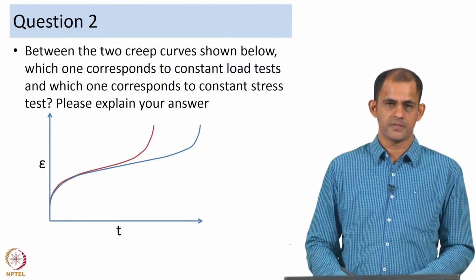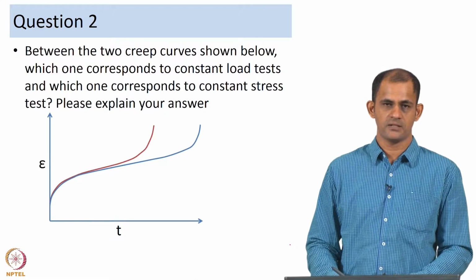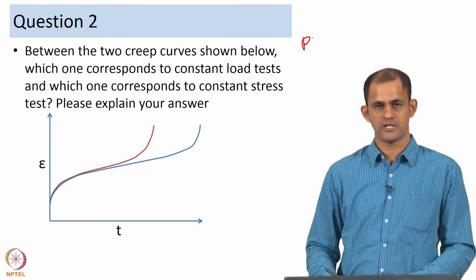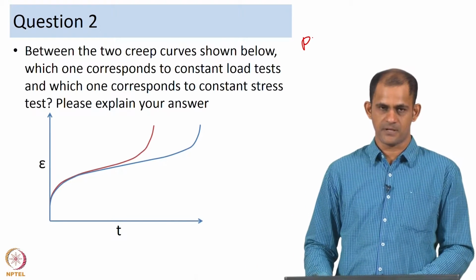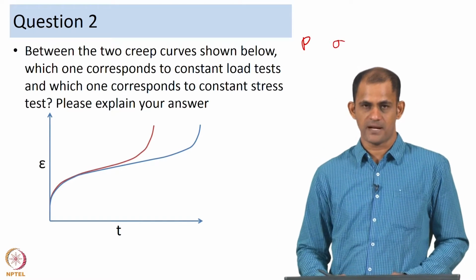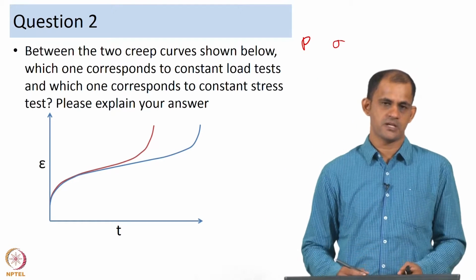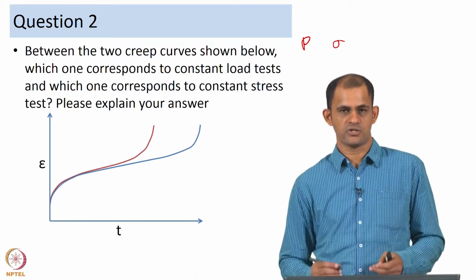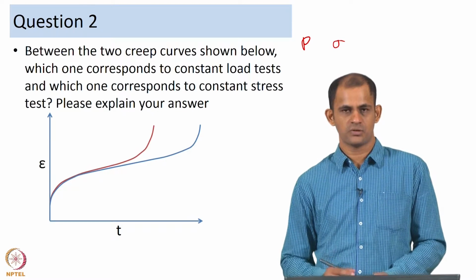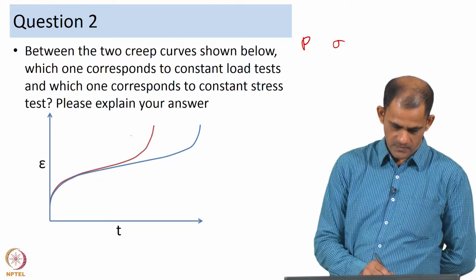Now, what is the main difference between a constant load and constant stress test? Obviously, in a constant load test the load that you apply at the beginning of the test, say P, is going to stay constant till the end of the creep test, whereas in a constant stress test the stress sigma that you applied is going to stay constant. This means as the material starts deforming and the cross section comes down, you will also have to change the applied load accordingly, so that the stress remains constant throughout the test.